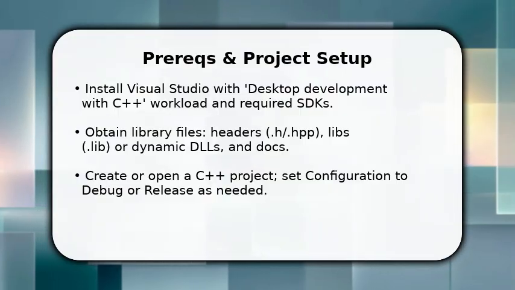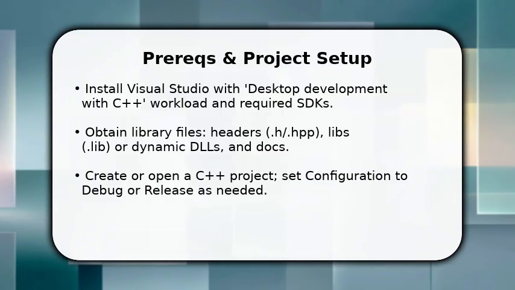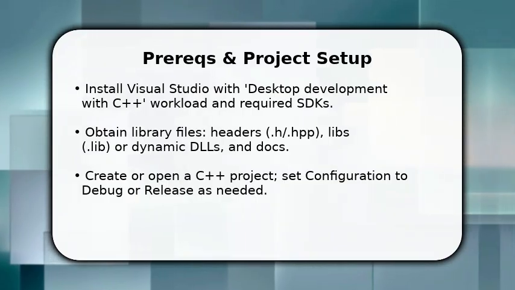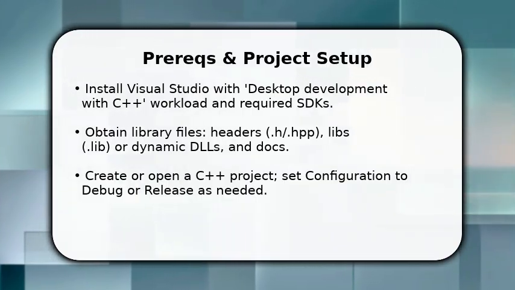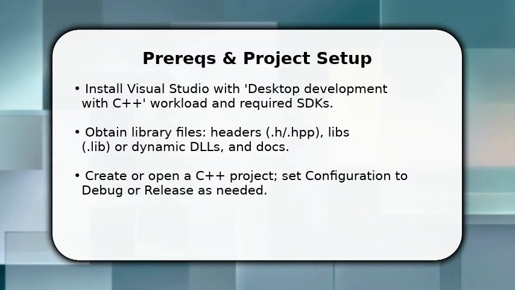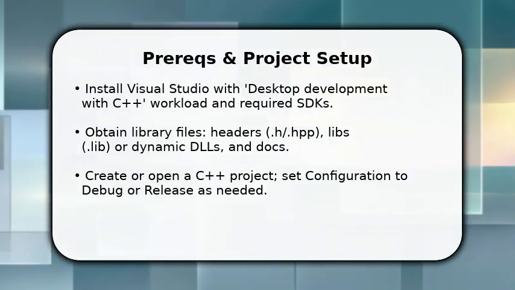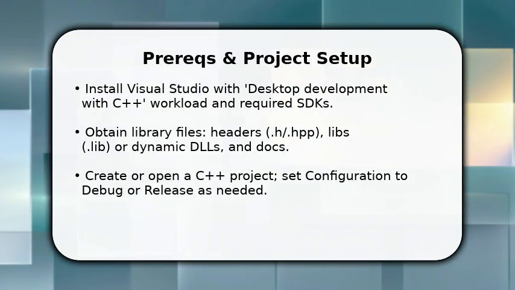You need Visual Studio with the C++ workload, and the library files ready. Once you have those, open or create your project and pick Debug or Release. Next, add include folders so the compiler can find headers. Choose Project Properties, C/C++, Additional Include Directories, and add the path.